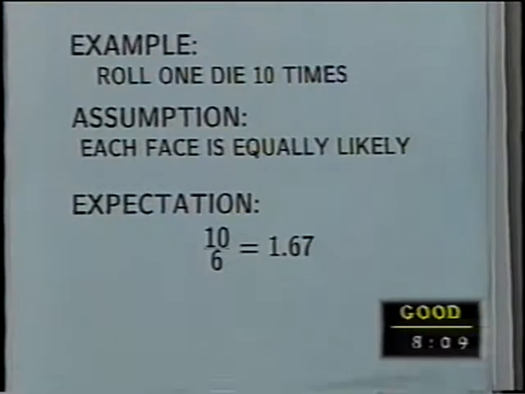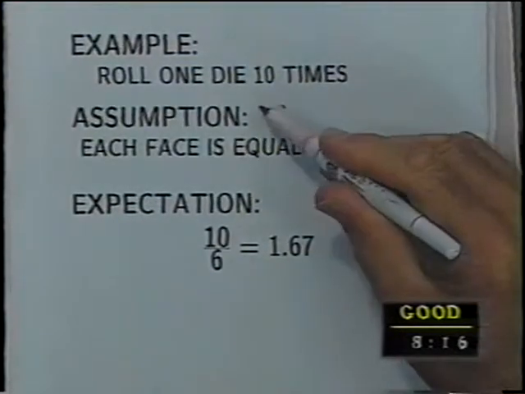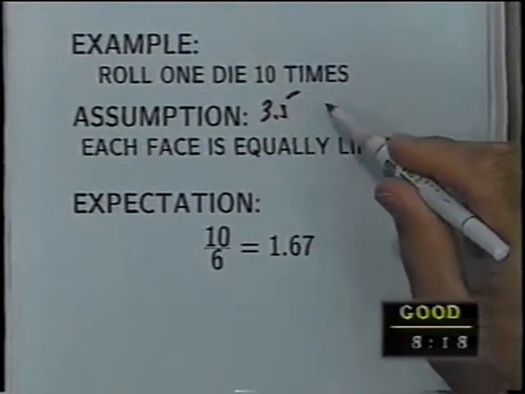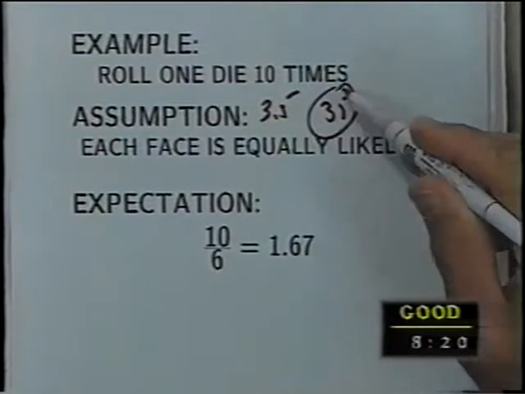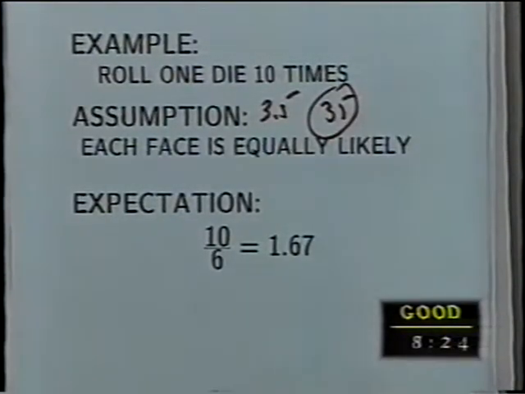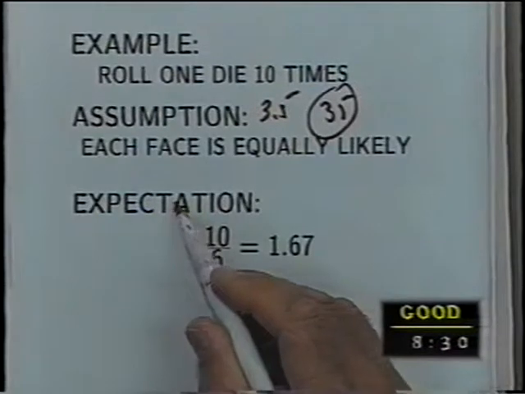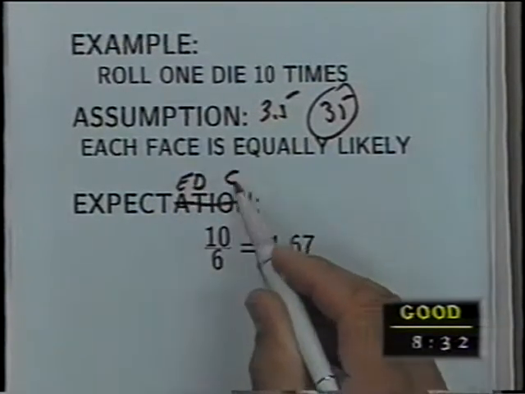And you're going to say, wait a minute. Everyone knows the expectation, if you roll a die, is 3.5. And if you roll it 10 times, then you should get 35. So, isn't that right? Yeah, that's right if you're looking for the expected number of dots facing up. But we're not the least bit interested in the dots facing up. What we're interested in is the expected counts.